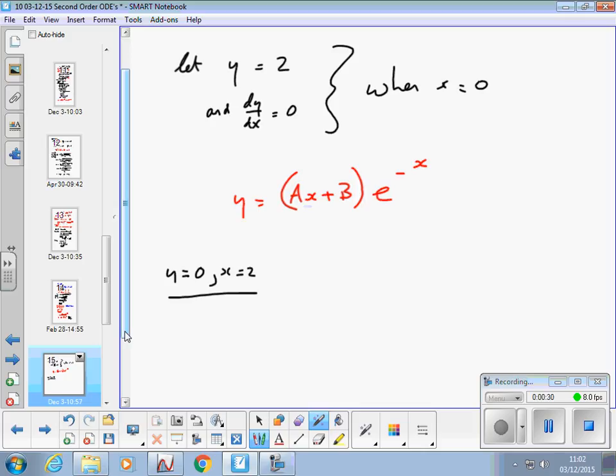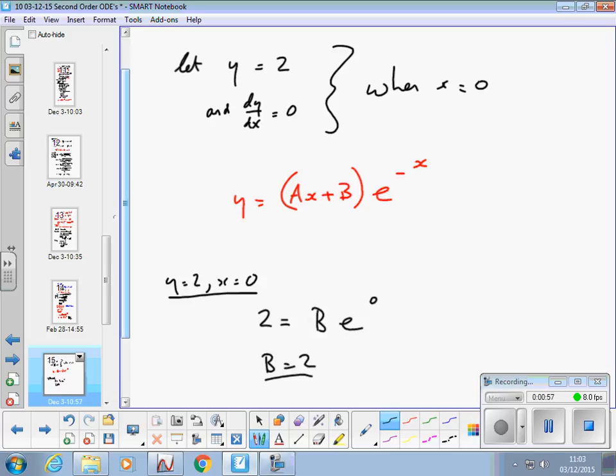Let y equal 2 when x equals 0. Then we can write the general equation as 2 equals, if x equals 0, then a times 0 is 0, so we're just left with b times e to the 0. So that's a bit more like it, isn't it? Anything to the power 0 is 1, so b equals 2. So we've got b.